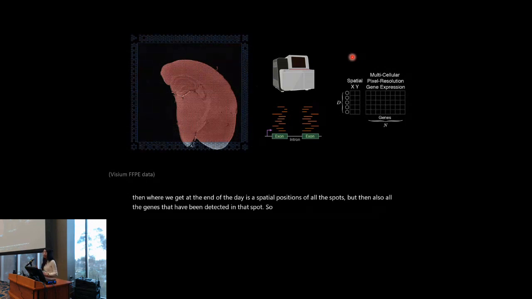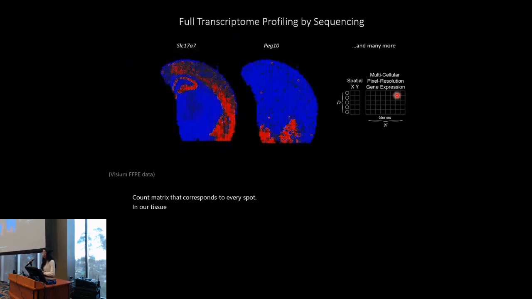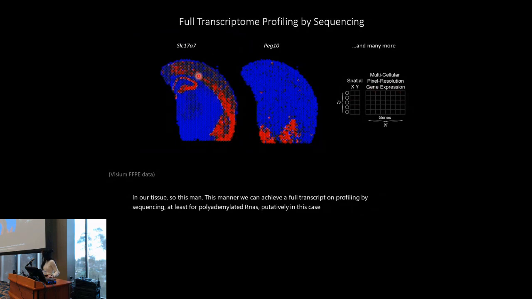So in this manner, we have a cell or a gene count matrix that corresponds to every spot in our tissue. So in this manner, we can achieve a full transcriptome profiling by sequencing, at least for polyadenylated RNAs putatively. In this case, again, I'm showing red as high gene expression and blue as low gene expression. But of course, we have all the genes that we've sequenced, not only just these two. And in this case, rather than single cells, we have these spots.